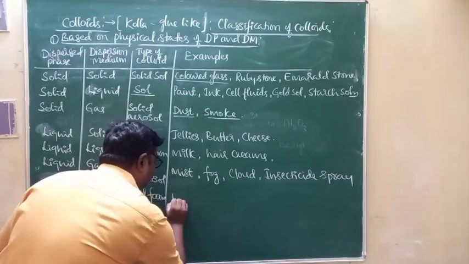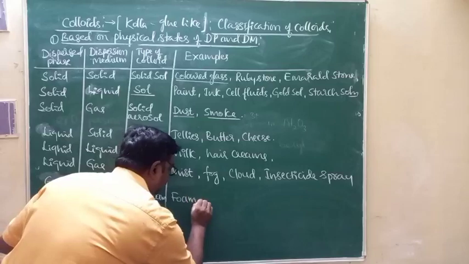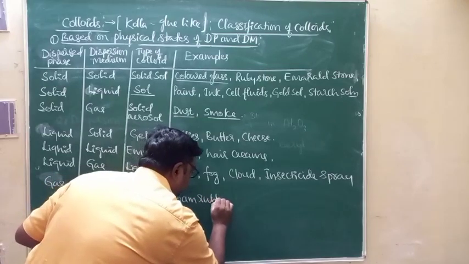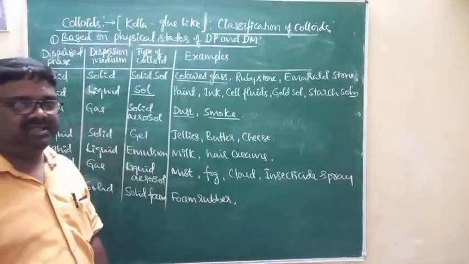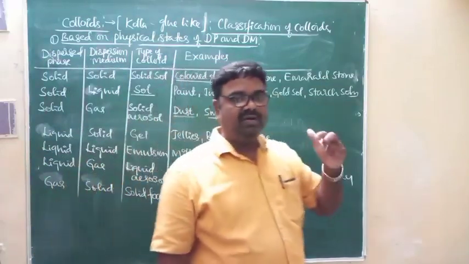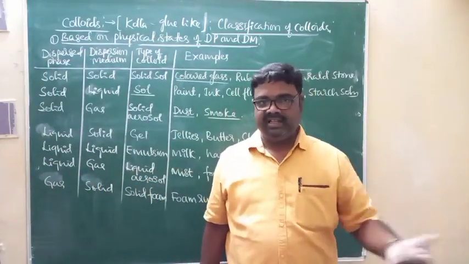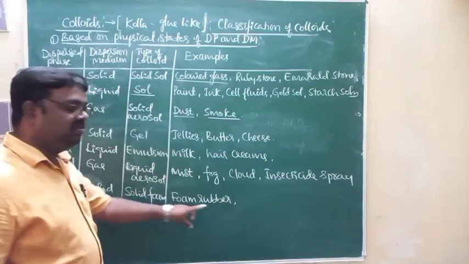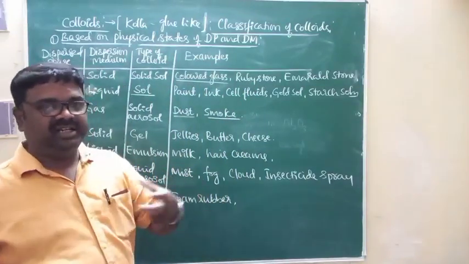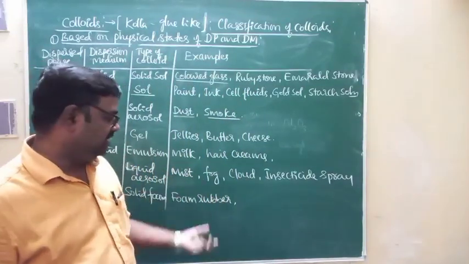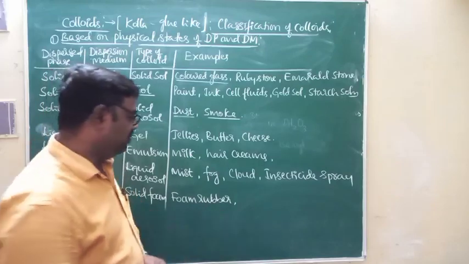Examples for that will be foam rubber. Foam rubber is a solid foam. Just imagine the foam rubber that we use for manufacturing sofas. That is foam rubber, in which gaseous air is dispersed in solid material. This is what we call foam rubber.